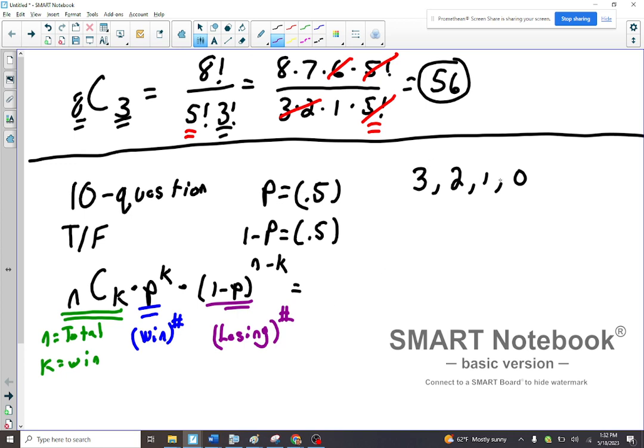In this case, I want 3, 2, 1, and 0. Let's do 3 for now. I have a 10-question test, and I choose 3 of them. The probability of me getting it right is 0.5 to the power of 3, because I want 3 of them right. If I get 3 right, that means I got 10 minus 3, or 7, of them wrong.